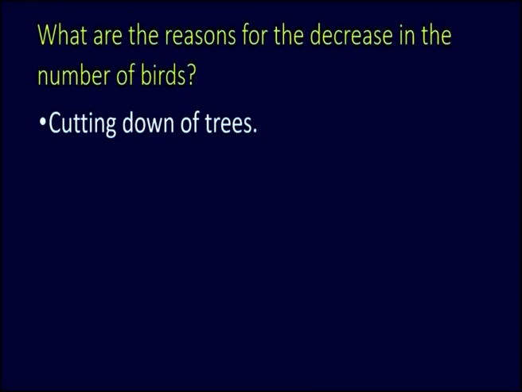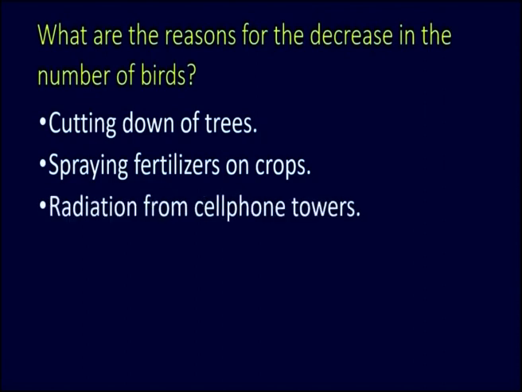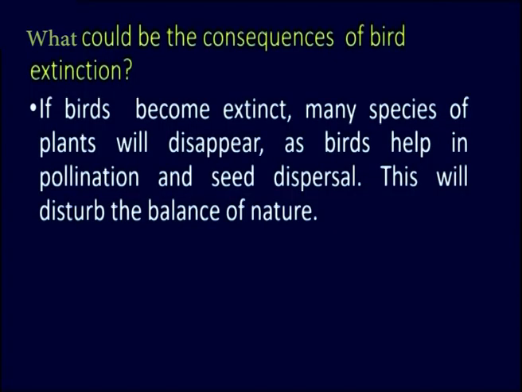What are the reasons for decrease in the number of birds? Cutting down of trees, spraying fertilizers on crops, radiation from cell phone towers. Think, children, what will be the consequences if birds become extinct? If birds become extinct, many species of plants will disappear, as birds help in pollination and seed dispersal. This will disturb the balance of nature.